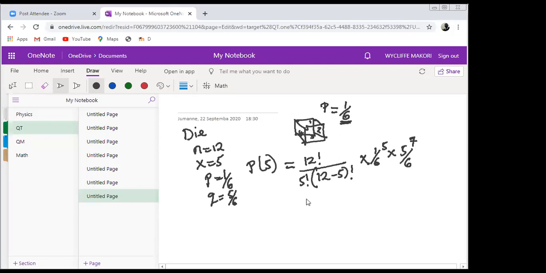So can you work out that, and then you give me the answer? Work out that. Start by working with the 12 factorial, then you do all that part.